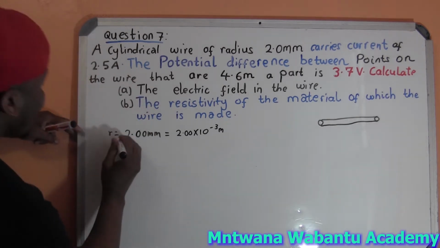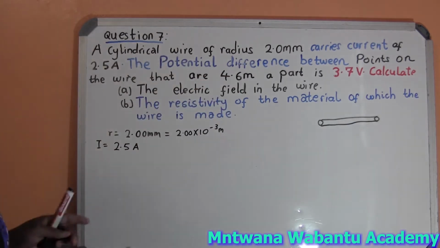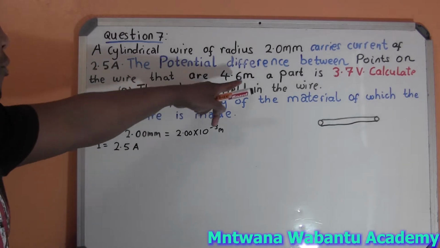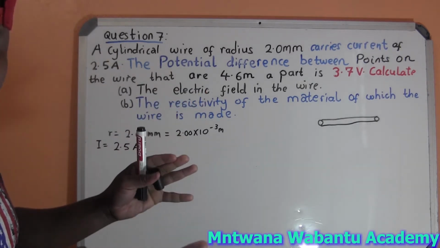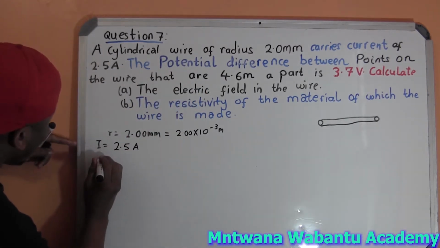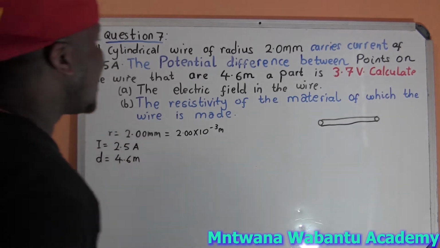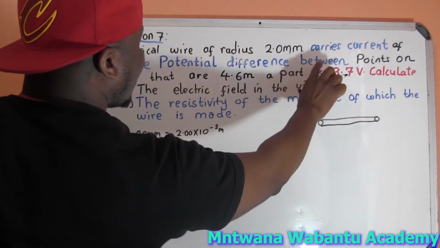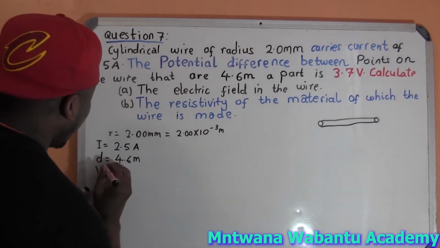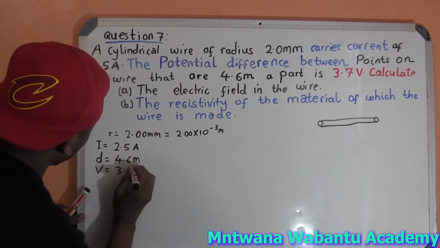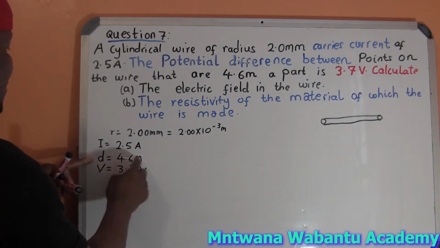Now, it carries a current of 2.5 ampere. The potential difference between the planes of the wire is separated by a distance, which we represent using the letter D. Distance of separation, 4.6 meters. And the potential difference V is equal to 3.71 volt, when the distance of separation is 4.6 meters.